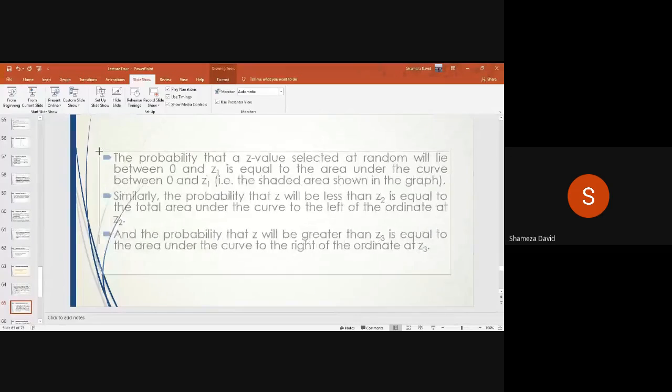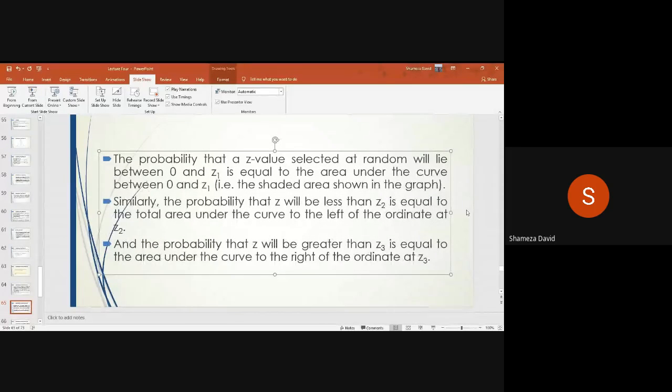Like I said, the first thing you need to do is find the area under the curve you're interested in and shade that area. The probability that the z value selected at random will lie between 0 and z is equal to the area under the curve between 0 and z. So we would need to shade that area. Similarly, the probability that z will be less than a given z value is equal to the area on the curve to the left of that z value.